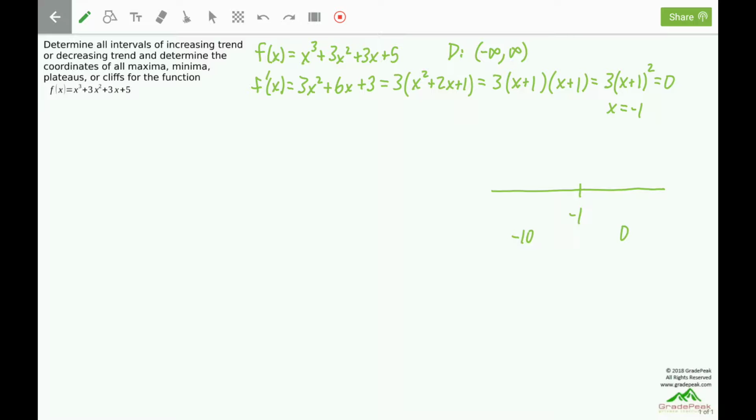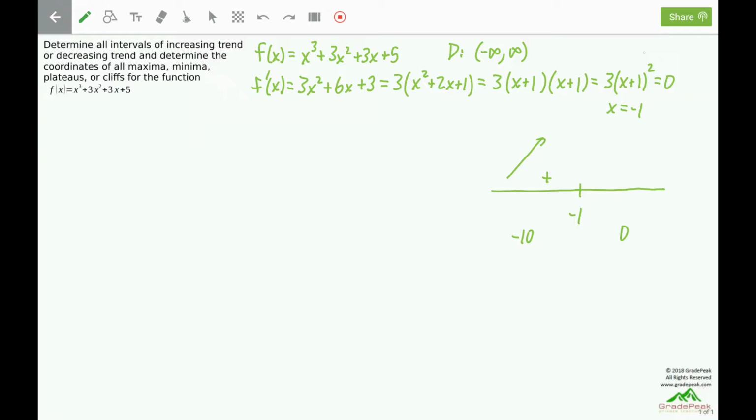We can now test the trend in each of these intervals by plugging these test values into the first derivative. We only want to determine whether it is positive or negative here. It doesn't matter the value. So we will plug these into the factored version of the first derivative. Starting with a negative 10 plugged in for x, negative 10 plus 1 is a negative. Negative squared is positive times a positive 3 is positive. So there will be a positive first derivative in this interval, which corresponds to an increasing trend.